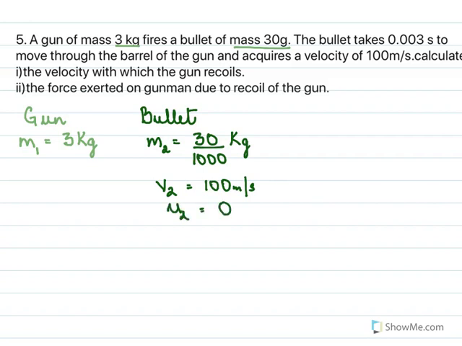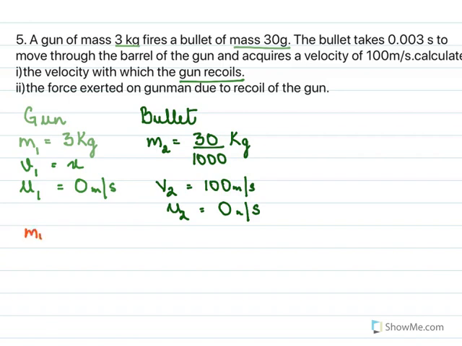U2, the initial velocity of the bullet, is 0 because before impact or before firing, the gun and the bullet are at rest. We need to find the recoil velocity of the gun. So we need to find V1, which is x, the recoil velocity, and U1 for the gun is also 0 meter per second. I repeat again, the total momentum of the gun and the bullet before firing is 0 because both are at rest.